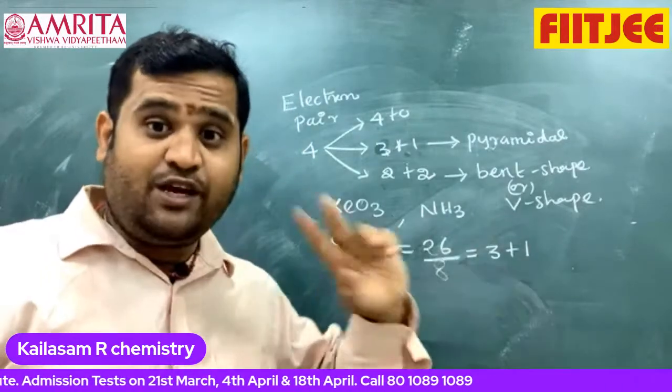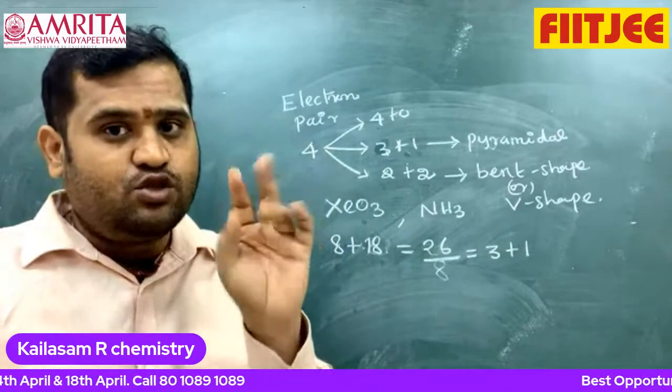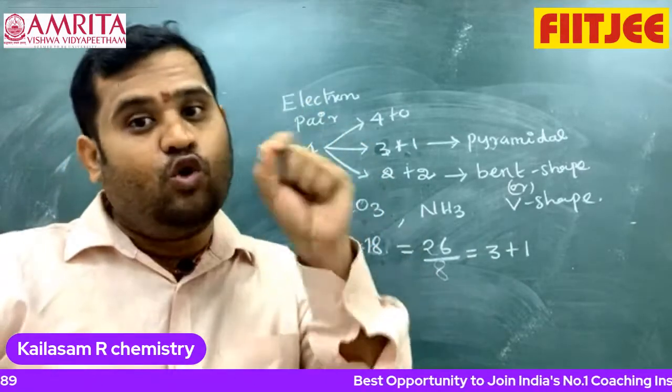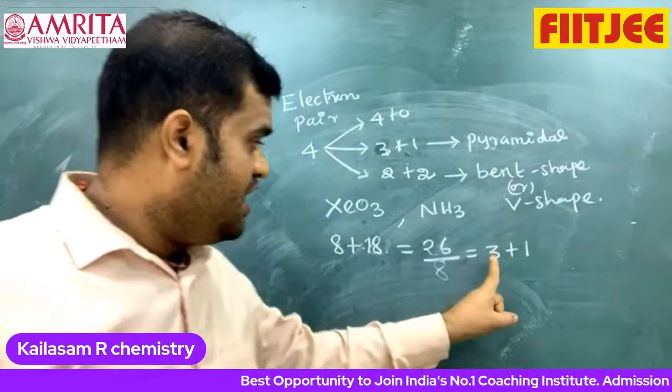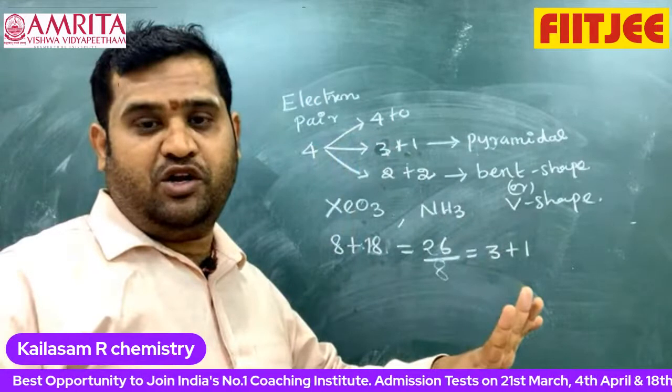The remainder 2 means 1 lone pair of electrons. The remainder 4 means 2 lone pairs of electrons. The remainder 6 means 3 lone pairs of electrons. That means I can say 3 plus 1. 3 plus 1 always gives pyramidal geometry.